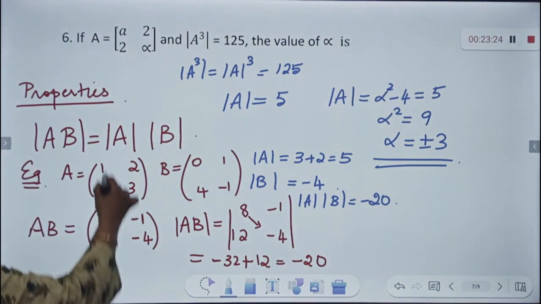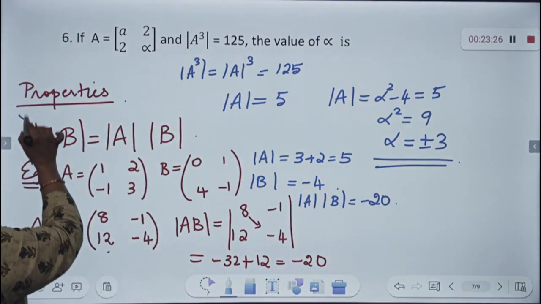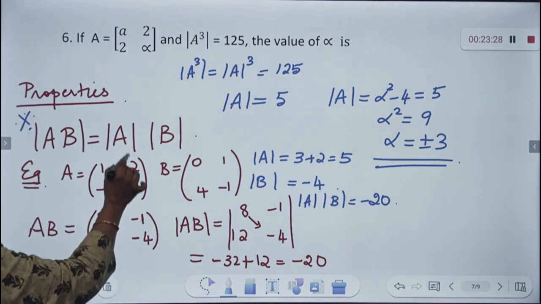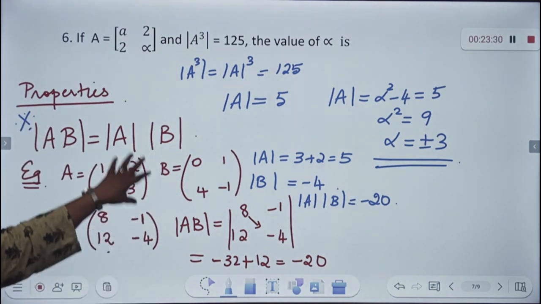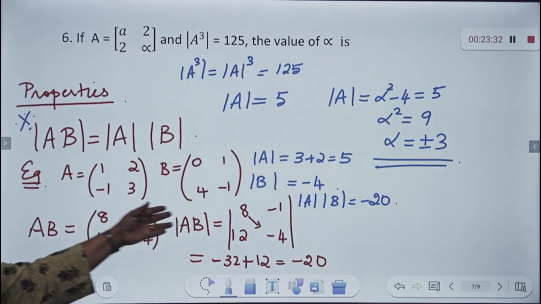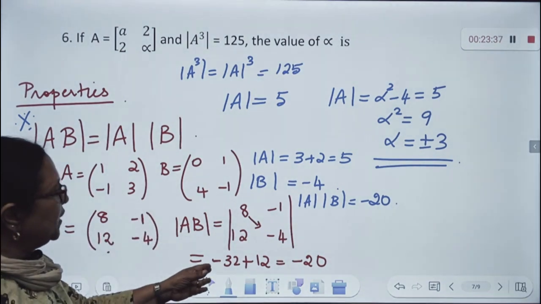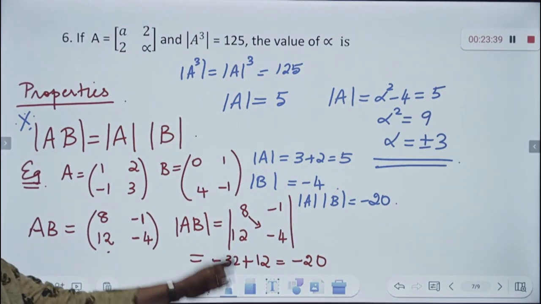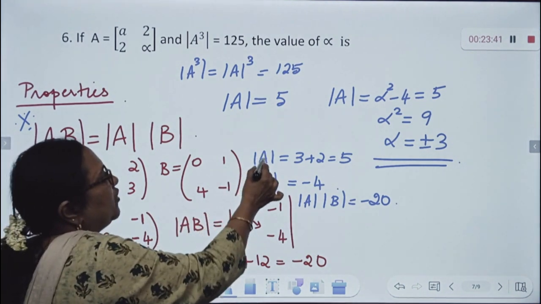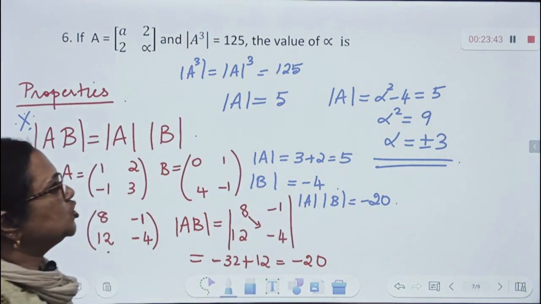Then we also saw the properties of determinant, a very important property. Determinant of AB is determinant of A into determinant of B. I showed you with an example. I chose some random two matrices. We found the product. We looked at the determinant. We got the value of minus 20. We also saw that the value of determinant of A into determinant of B is minus 20.